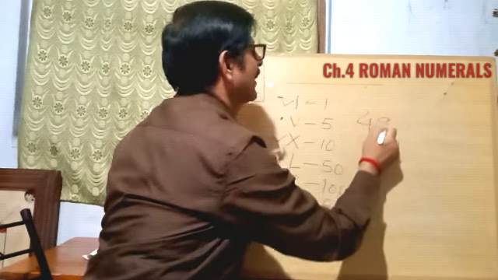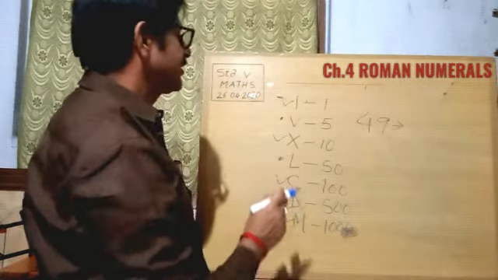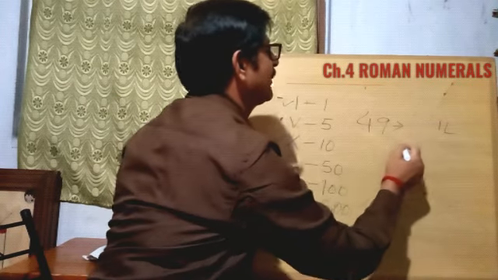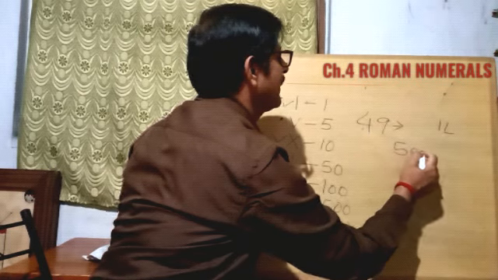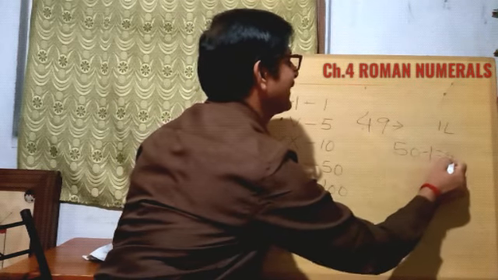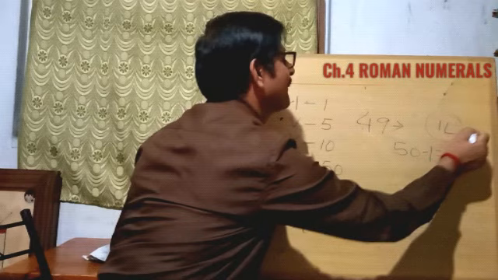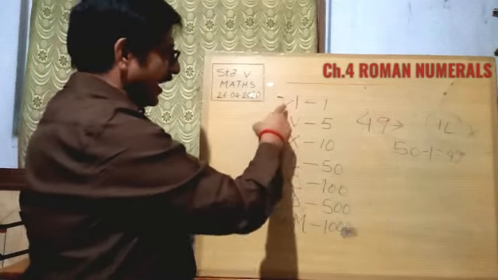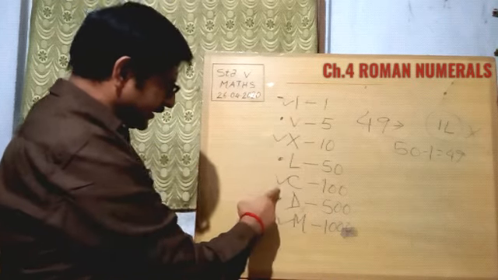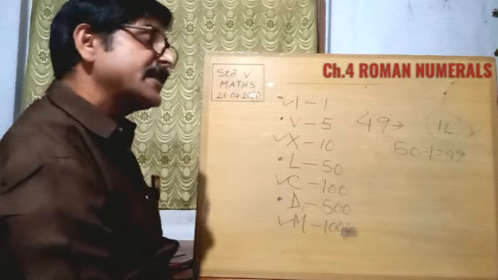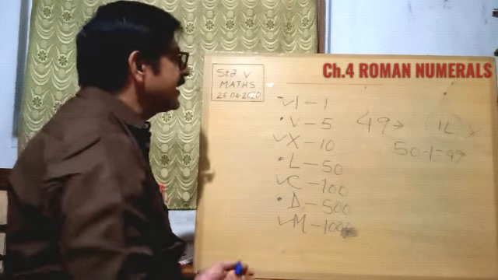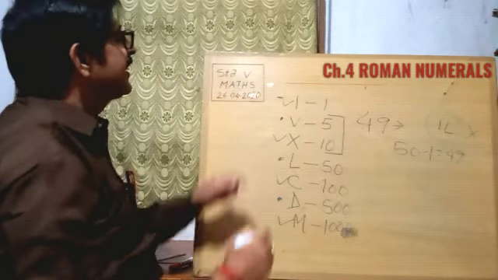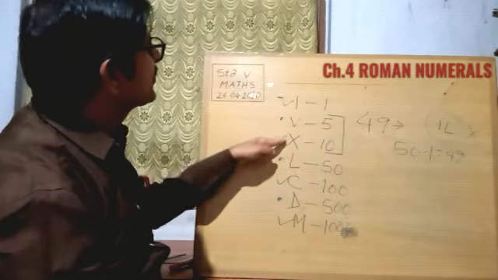49. Now you will say, sir, the symbol for 50 is L and subtract 1 from it, that is 50 minus 1, that is 49. Sorry, it goes wrong. What happens is, now you know I, X and C can be subtracted, but subtracted from what? I can be subtracted from 5 and 10 only, that is two next symbols.